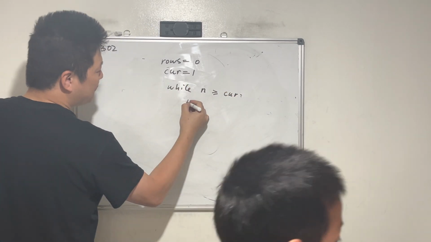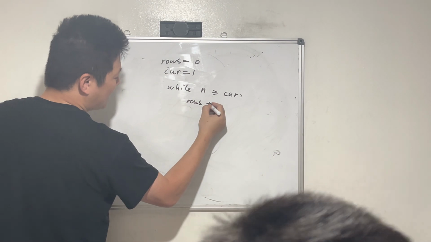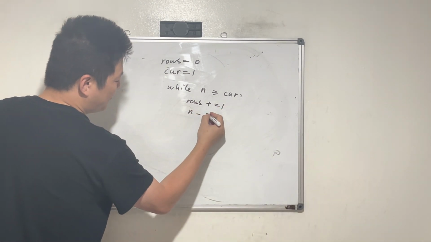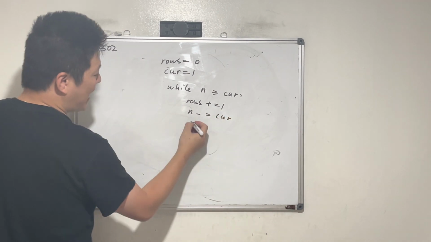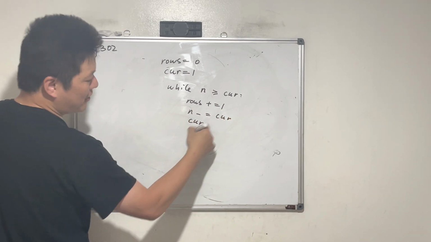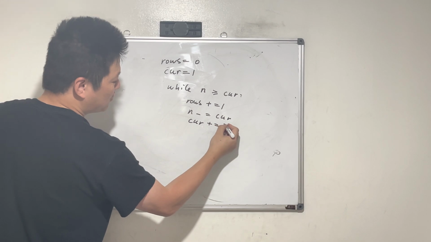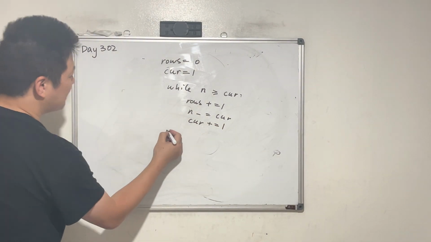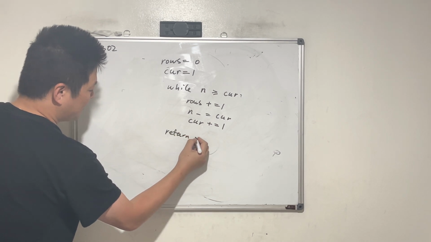Now we need to do what? Rows, we can build this row, plus equals 1, right? And then we need to subtract, n equals n minus current. Now the current, the next row, is plus equals 1, right? Look, Eric, is it? And then return rows. This is the answer we're looking for.